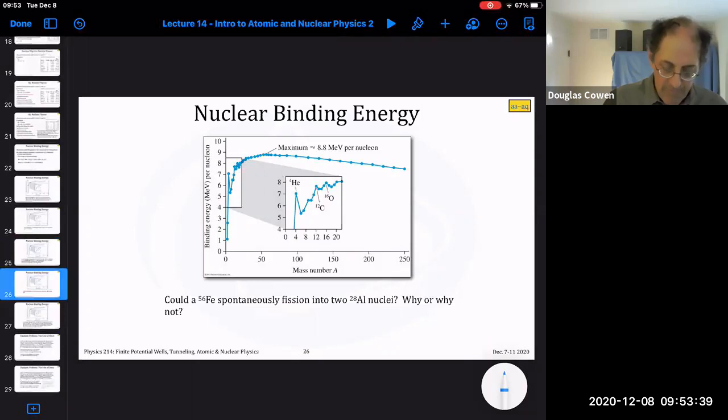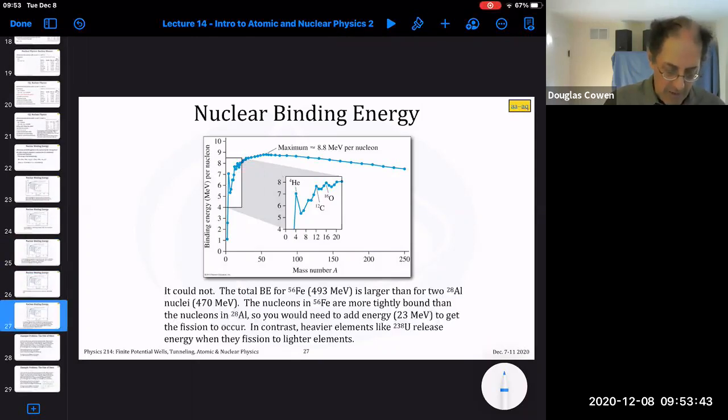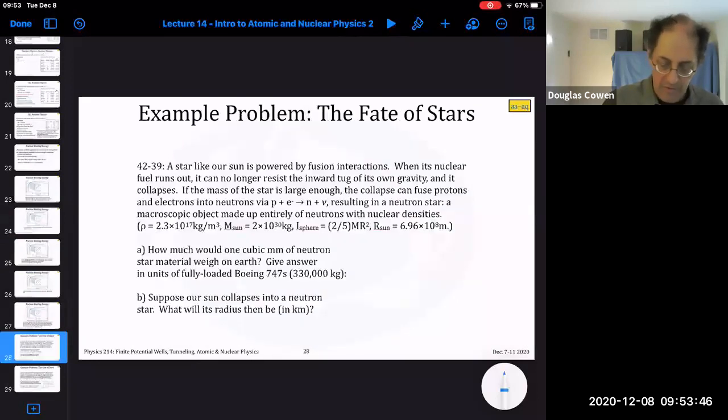Okay, I'm going to skip over this next problem in the interest of time. I'll leave it in the slides and just finish up with this final example problem on the fate of stars.